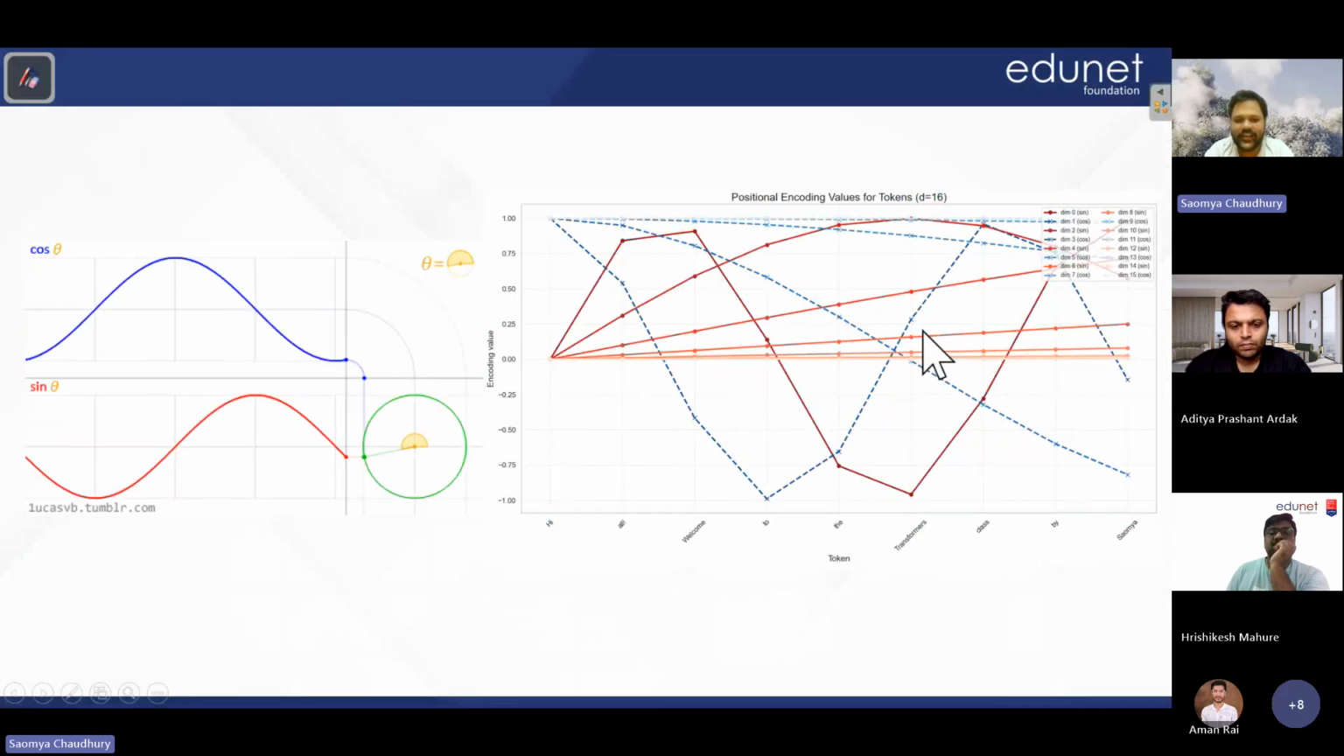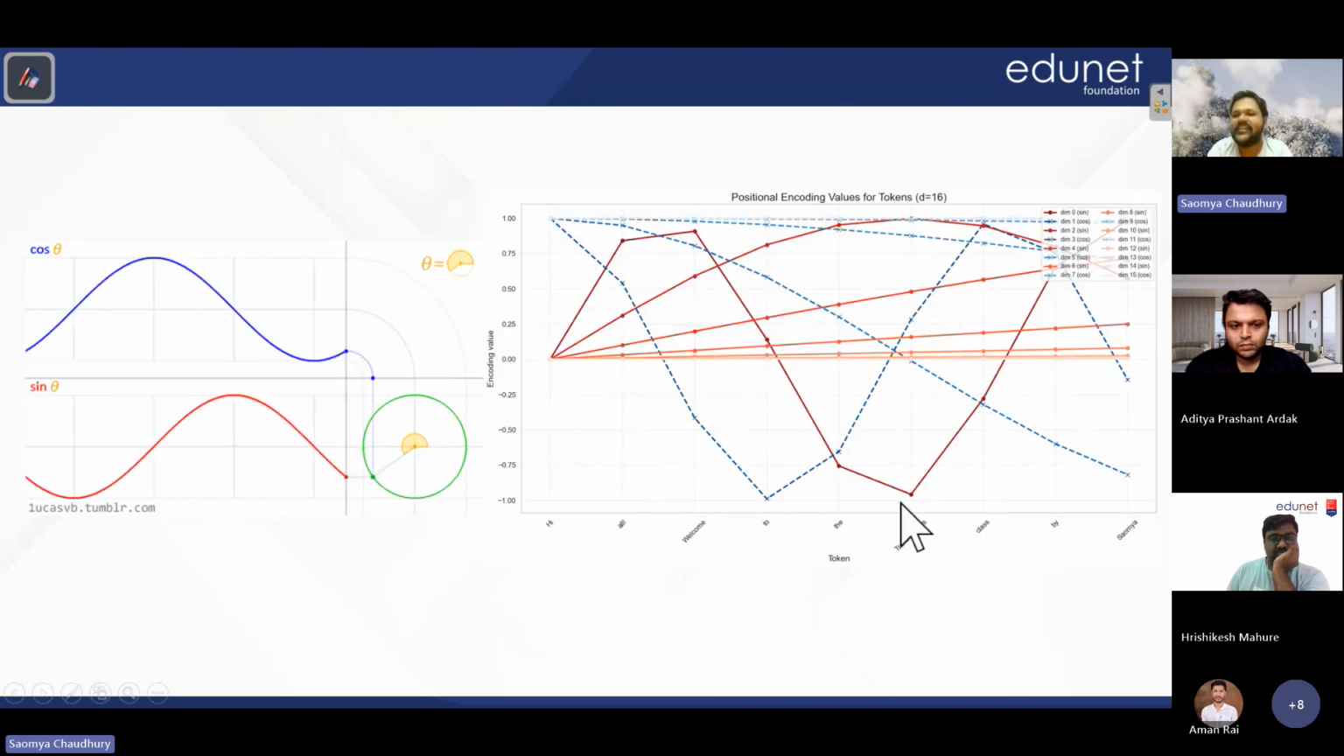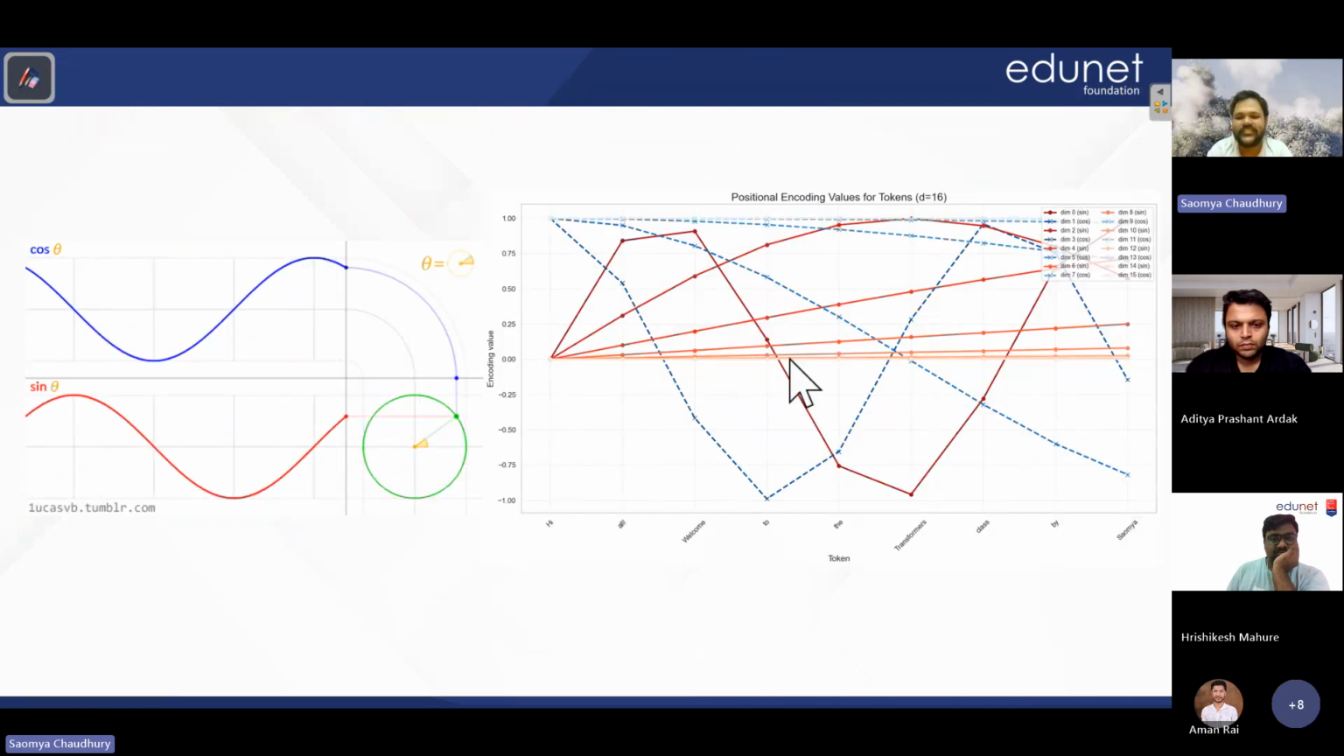You earlier saw that I was representing this in only 4 dimensions, okay? What will happen if I take the same set of numbers, the same set of input, and try to represent it in 16 different dimensions? So this is for 16 different dimensions on the right-hand side.